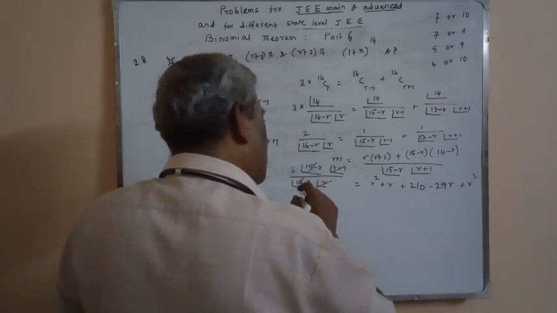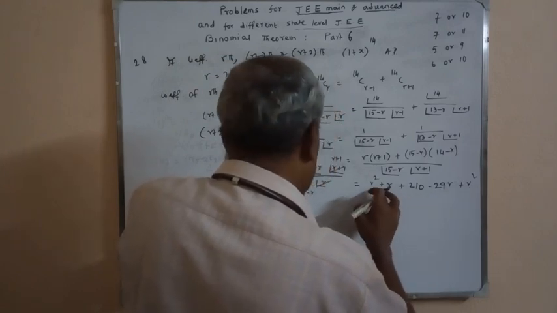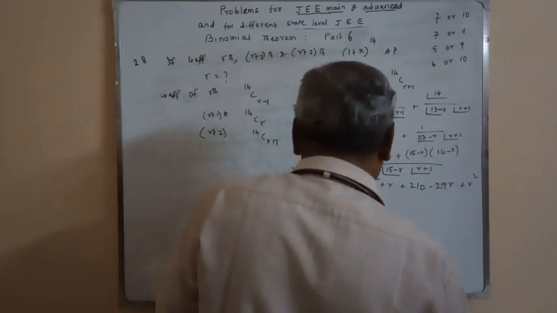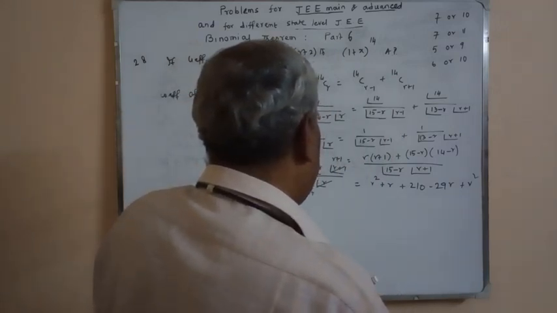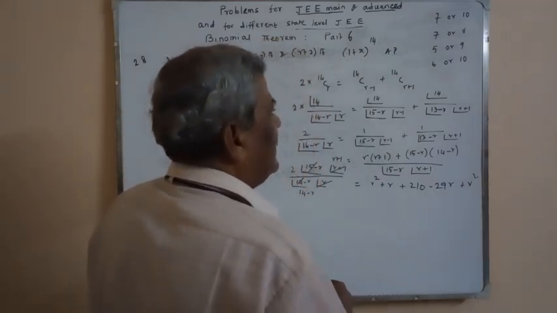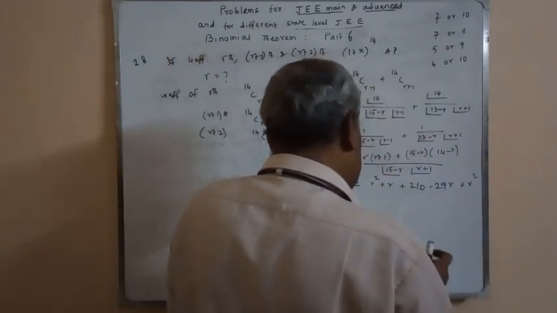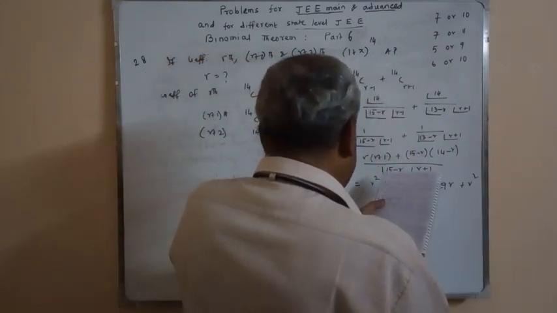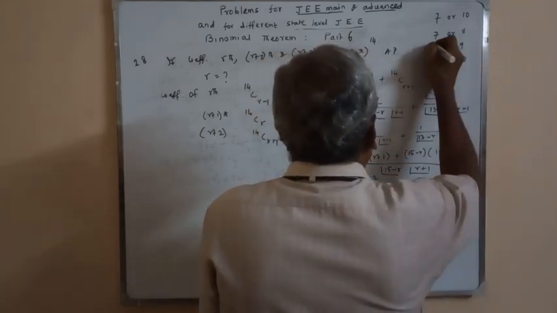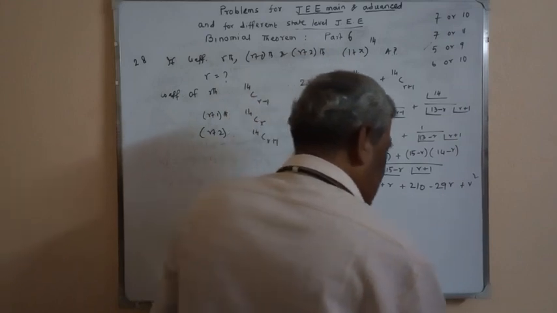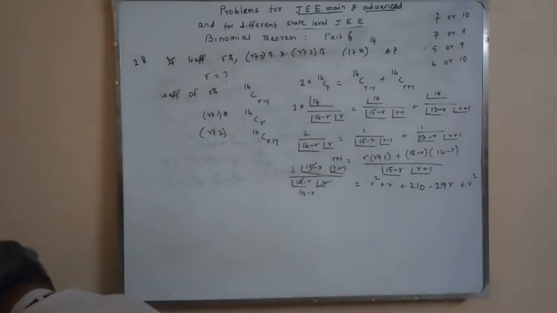Now, by simplifying, we must get two values of r, and after solving it, we get the answer is 5 or 9. This part you try for yourself. Next.